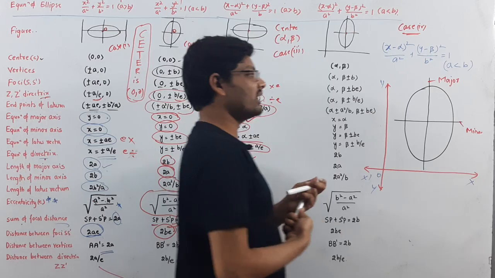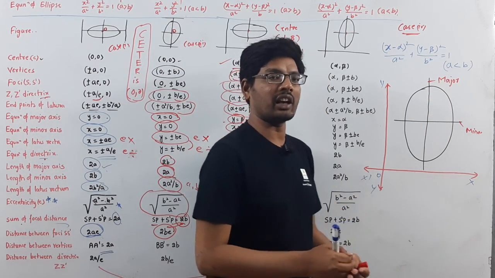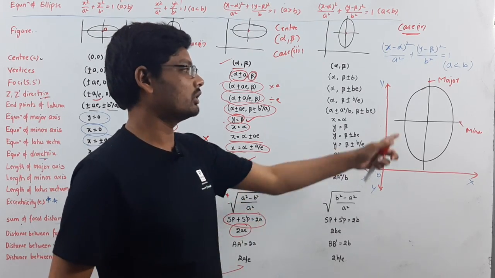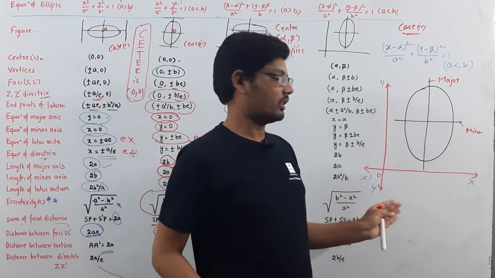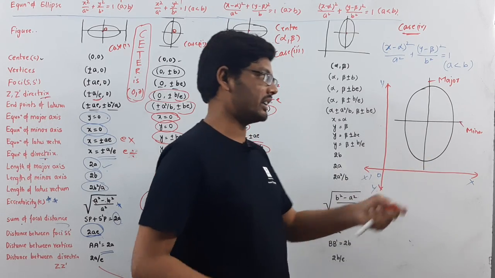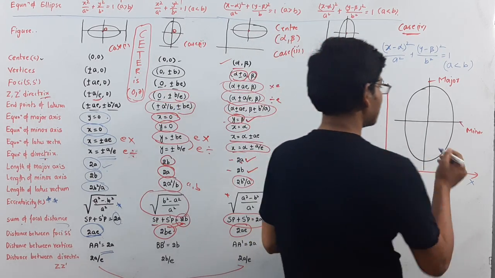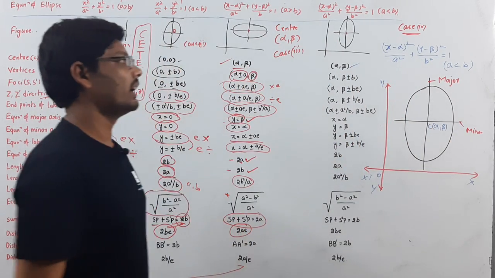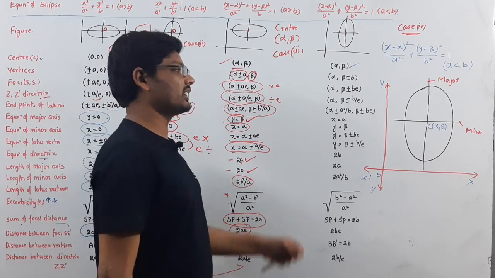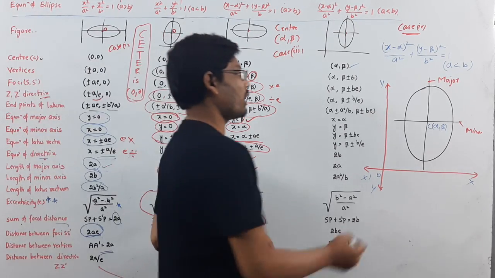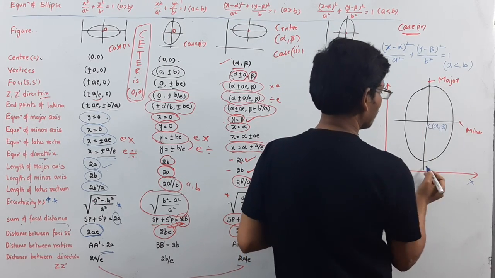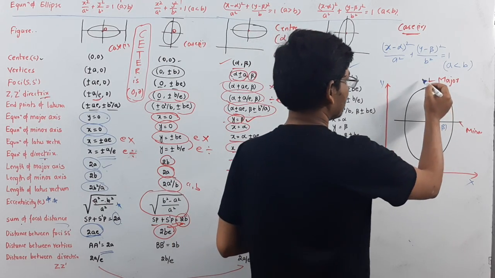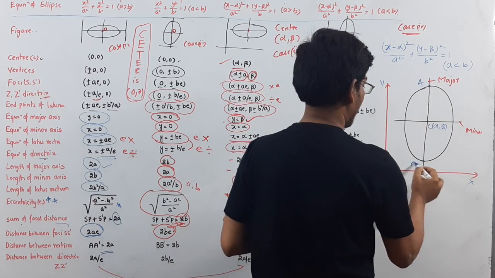So the point of intersection of the major axis and minor axis is called the center here. The center is far away from the origin here. The center can be considered as C, that is alpha comma beta. The first point is alpha comma beta, and the second one is vertices. Vertices are the points where the major axis intersects the ellipse. This is A and this is A dash here.